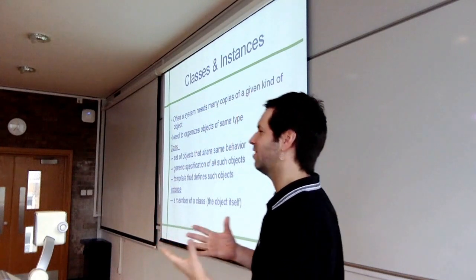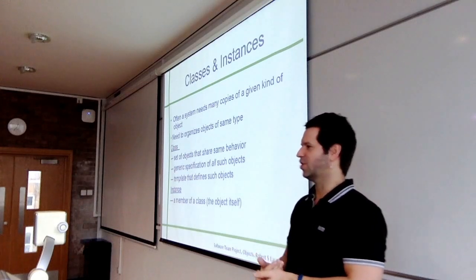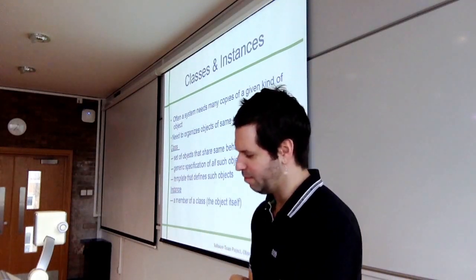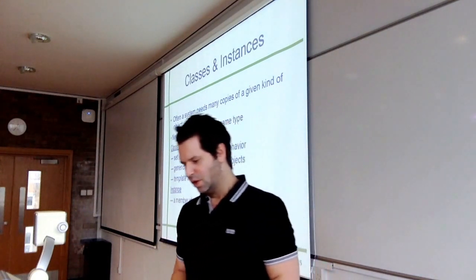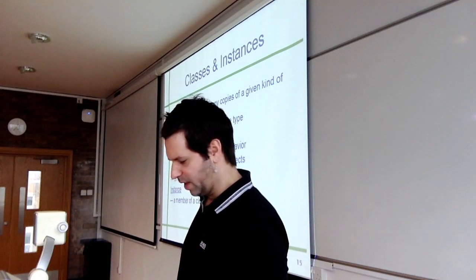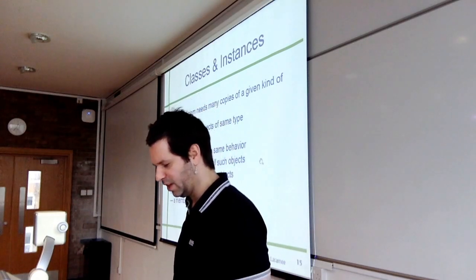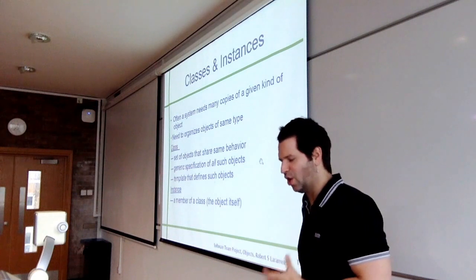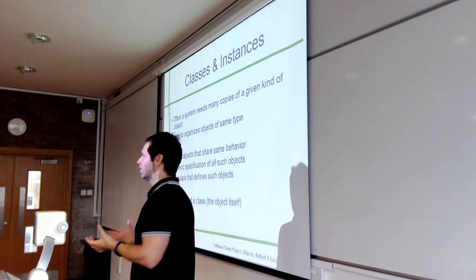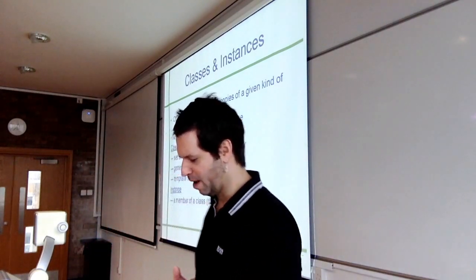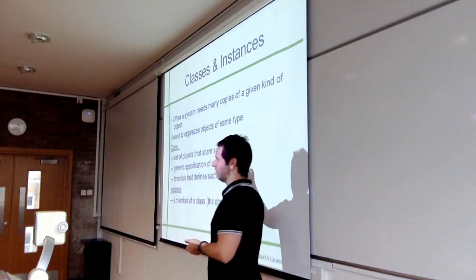So you define classes and then you create instances of them. And you're always doing this in Java. You might not notice it because Java doesn't make it very obvious that you're doing it sometimes. So a class is a set of objects that share the same behavior. It's a generic specification of all such objects and a template that defines all the objects. And then an instance is a member of a class or the object itself. So you create instances of a class.